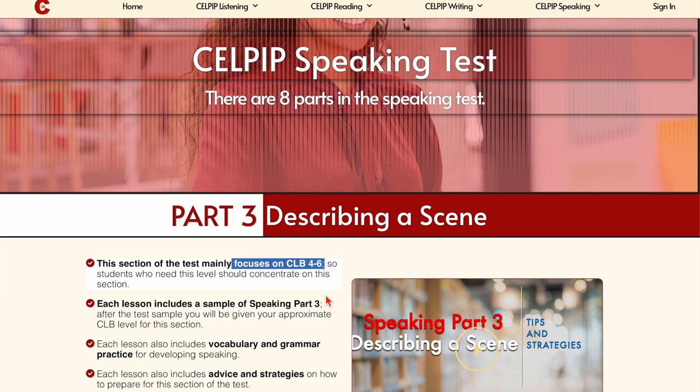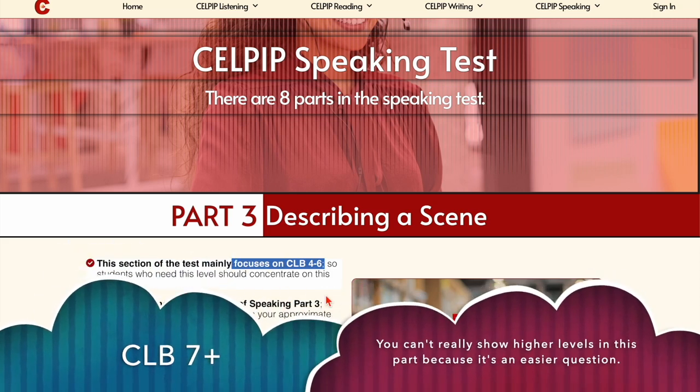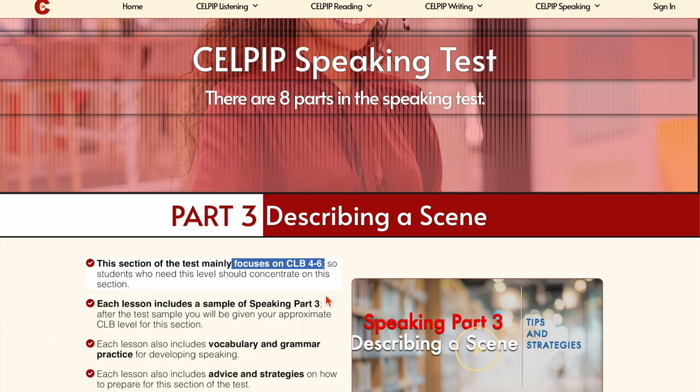Now, for higher levels, it means that you can't really show that you are 7 or higher by answering part 3, okay? It's totally different than answering part 1, 6, or 7. That's because the complexity of this question is much lower, and you should answer this question very easily, okay? That's what it means for higher levels. Of course, you have to do well in all parts for higher levels, but you can't really show that you have much knowledge just by answering part 3, okay?